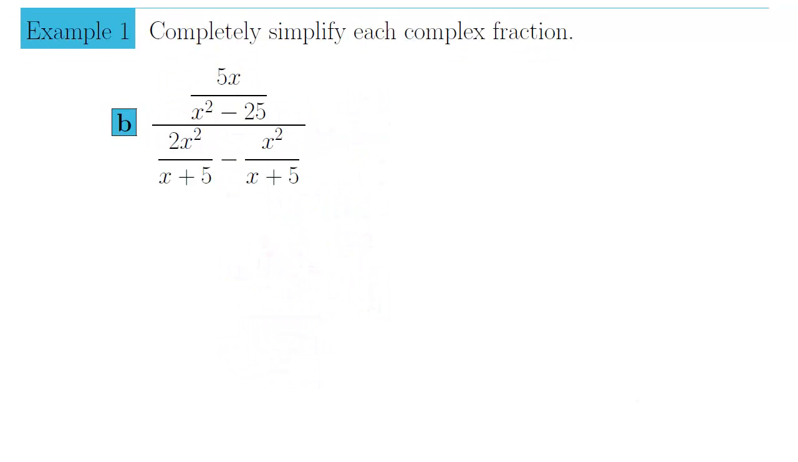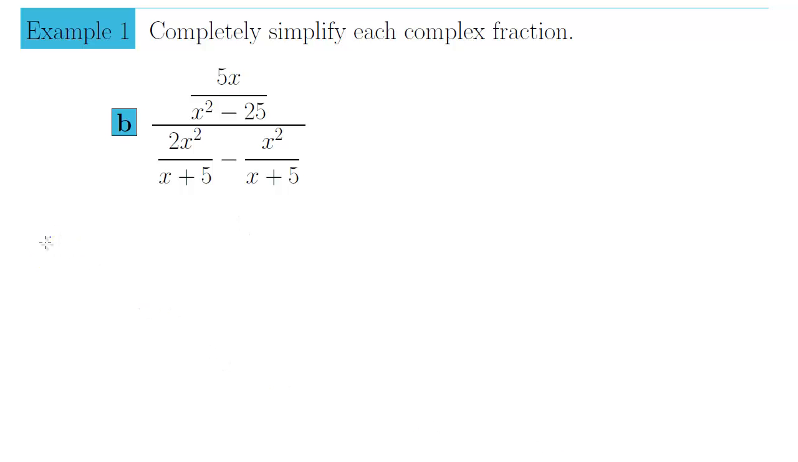Example 1b. Simplify the complex fraction 5x over x squared minus 25 divided by 2x squared over x plus 5 minus x squared over x plus 5. Now this complex fraction is just a little more complicated than the previous one. Notice in the numerator we have a simple fraction. In the denominator we don't. So our first step will be to take the denominator and rewrite it as a simple fraction.